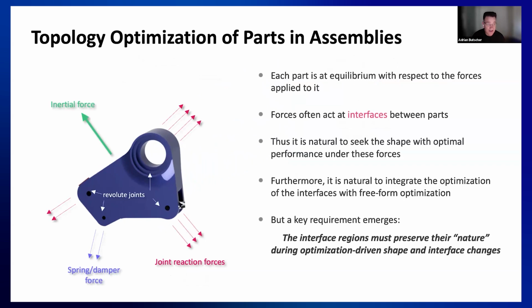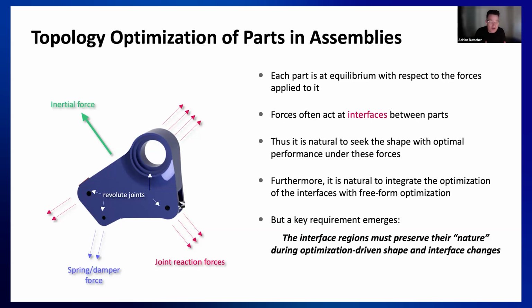Now, if we look even closer at the rocker in isolation, we see that in a typical scenario, that rocker would be in equilibrium. It would be under a set of forces which are in equilibrium, and there may be an inertial force as well. In any case, that part is being loaded in all sorts of different directions through its interfaces, and also potentially through an inertial force. These forces often act at the interfaces between the parts, and so it's natural to seek the shape which has optimum performance under these loads.